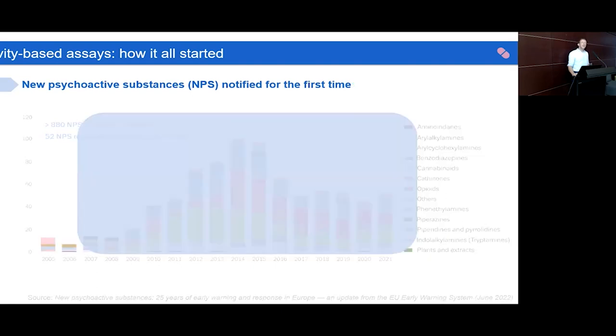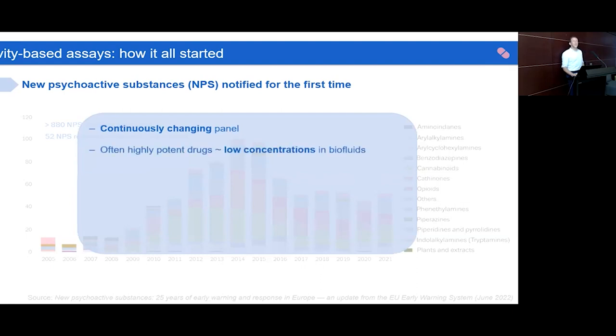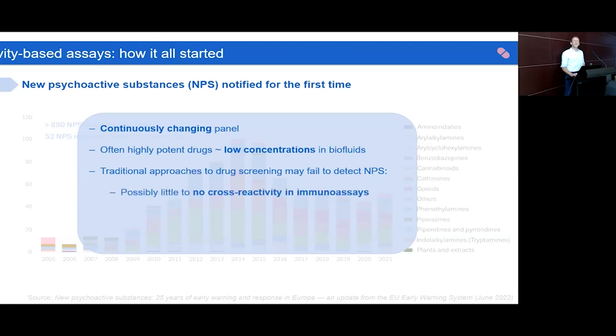What they have in common is a continuously changing panel, quite often highly potent drugs, which means that the concentrations which may be present in biofluids can be really low. Traditional approaches to find these drugs may fail to detect these new psychoactive substances.